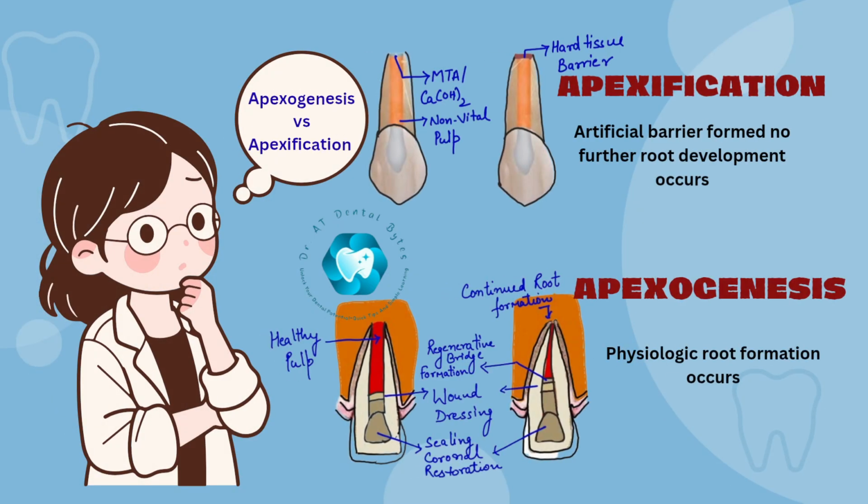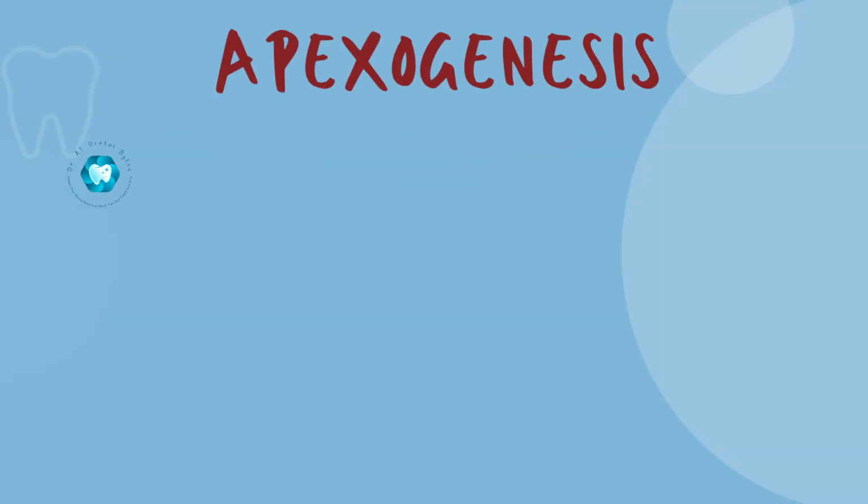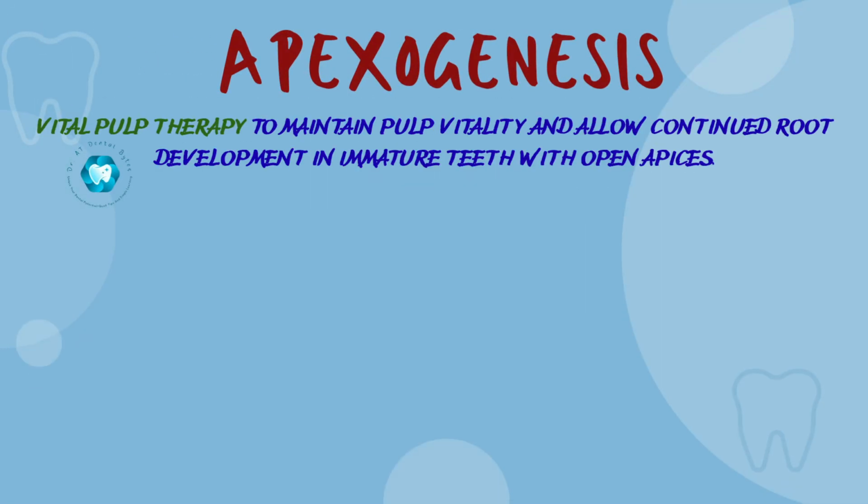Today, let's clear the confusion between apexogenesis and apexification. So, what is apexogenesis? It's a vital pulp therapy. It is done to maintain the pulp vitality and allow the continued root development in immature teeth with open apices.